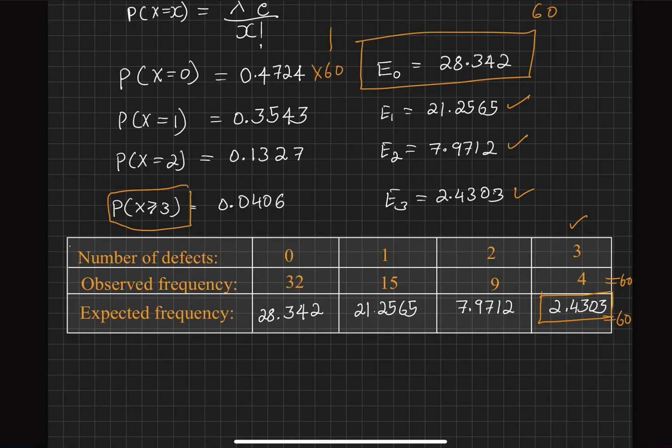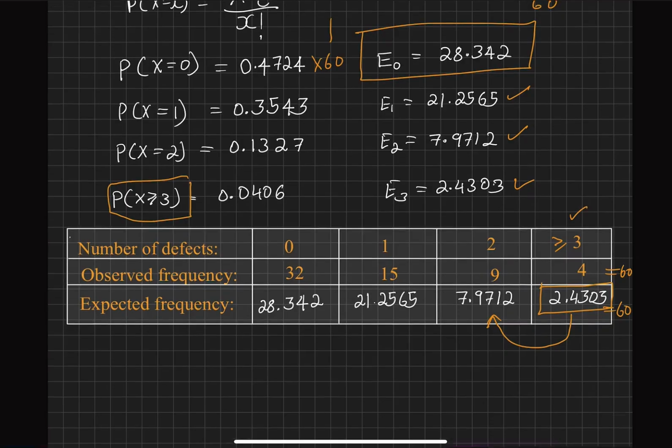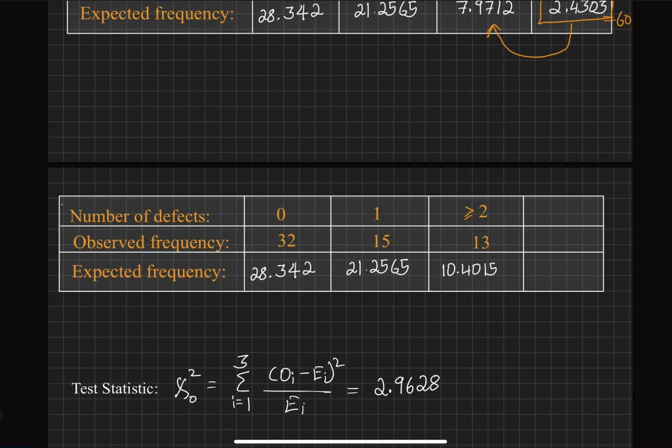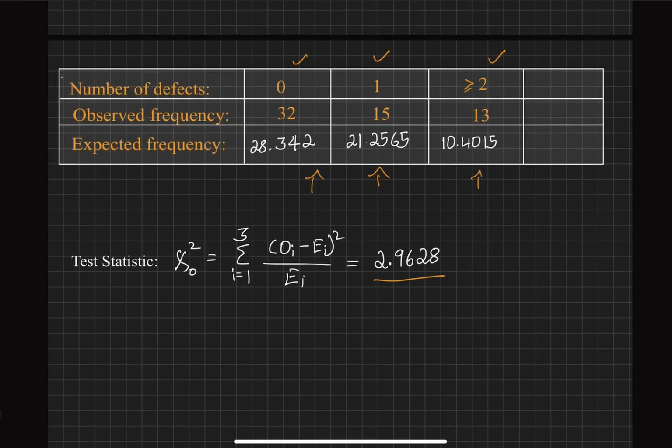So this is number of defects greater than or equal to 3. Now as we discussed earlier, we have to add this to the nearby value, that is number of defects 2. So we have an updated table, that is number of defects 0, 1, 2 or more defects. Now we can observe each of the expected values is greater than 5, and let us calculate the test statistic, that is chi-naught square. We get chi-naught square as 2.9628.